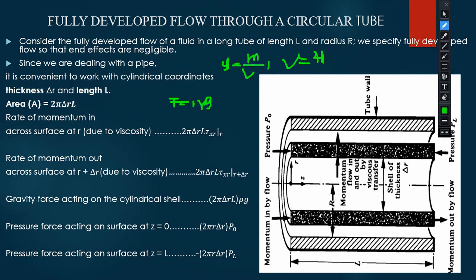Okay, good. Now look at this. We know the area of the pipe, which is 2πrL, right? And we know the thickness, the thickness is what? Changing r, Δr, right? So it means that the volume of this is going to be the area times the change in r.